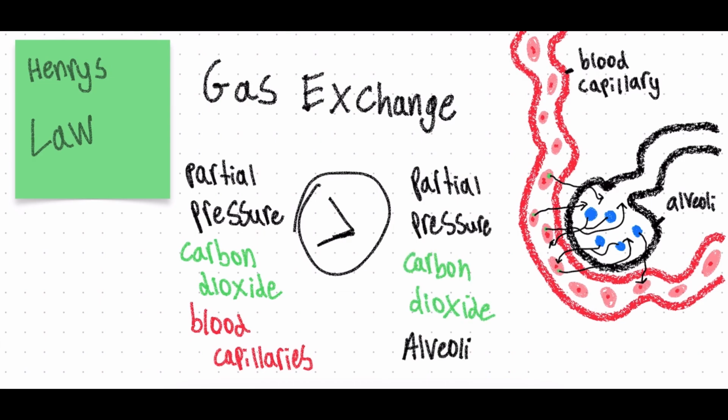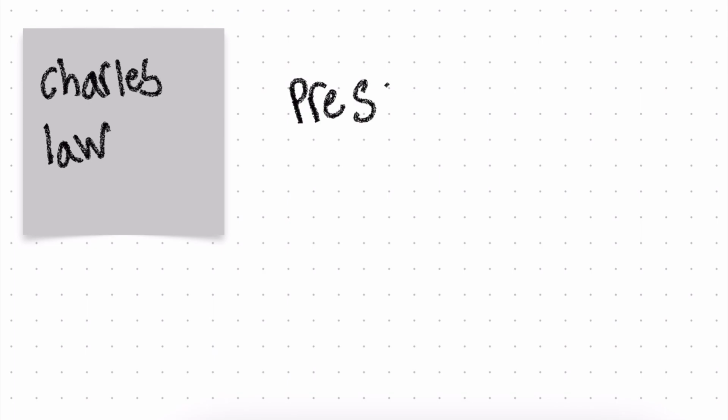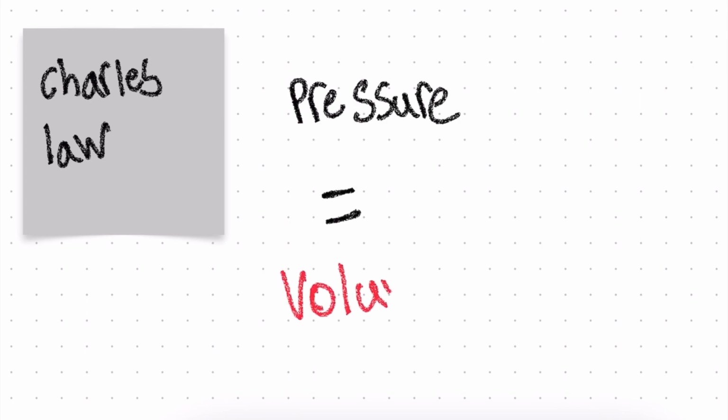Lastly, we'll talk about Charles's law, which states that pressure is proportional to volume. But this law is definitely the least prevalent in the respiratory system because the body's temperature is relatively consistent.